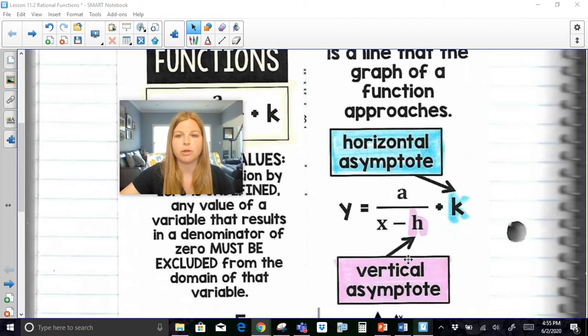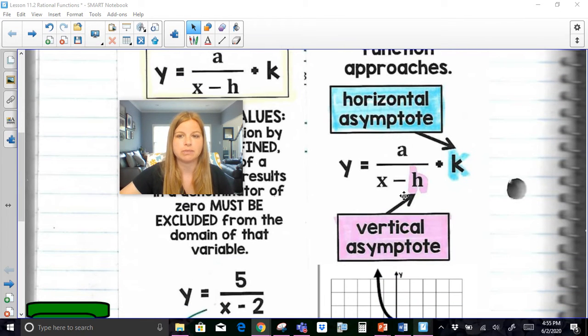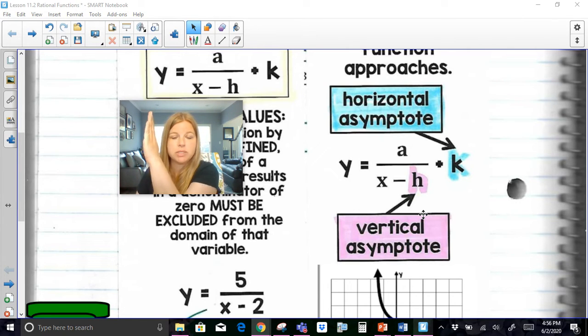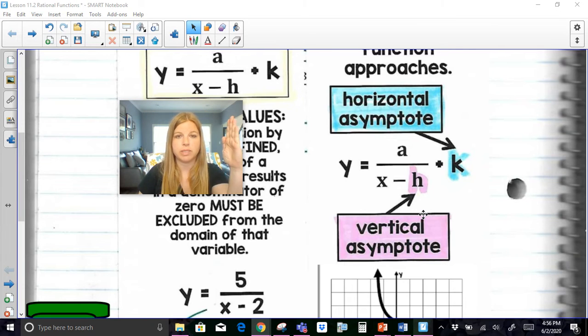So in that function formula that I showed you, y equals a over x minus h plus k, k is the y value for the horizontal asymptote. Remember, any horizontal line is actually y equals this, right? So this could be y equals 2. This is y equals 3, y equals 4. The h value for x minus h, whatever that h value is, that's your x value, which is your vertical asymptote. So remember, this would be 0, this would be 1, this would be 2, this would be -1, this would be -2. So that's your vertical asymptote.